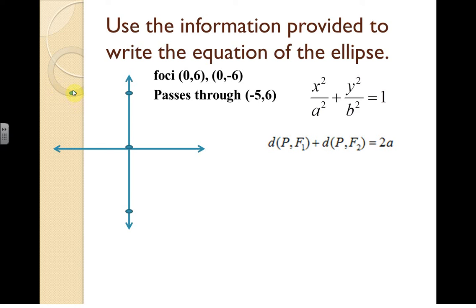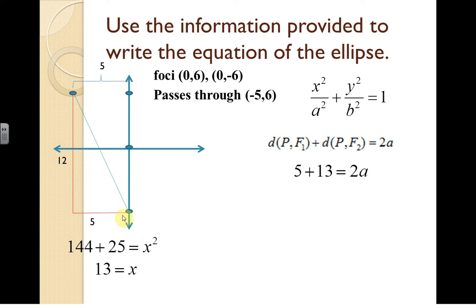The distance from a focus to one point plus the distance of the foci to the same point, so the distance from each foci to this, if you add them up, it equals the entire length of the major axis. So, well, that's an easy distance to count. 1, 2, 3, 4, 5. Now this distance, not so easy because it's a slanted distance. I have to perform the Pythagorean theorem or the distance formula, whichever makes more sense to you, to solve for that distance. So that would be 13.